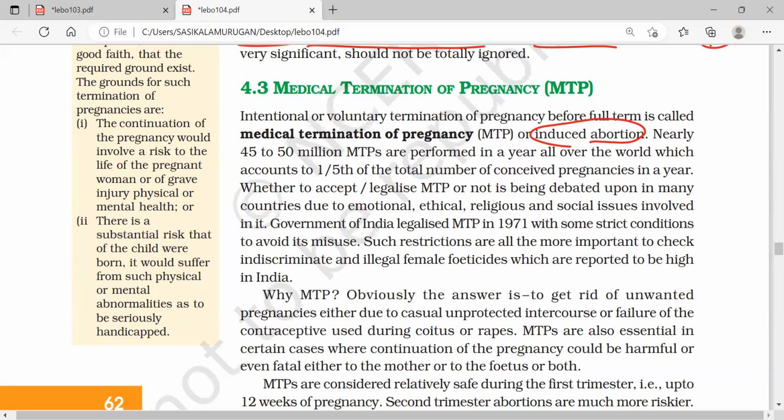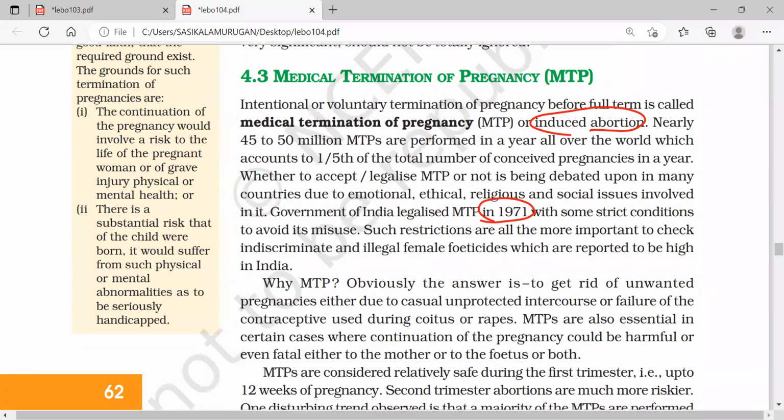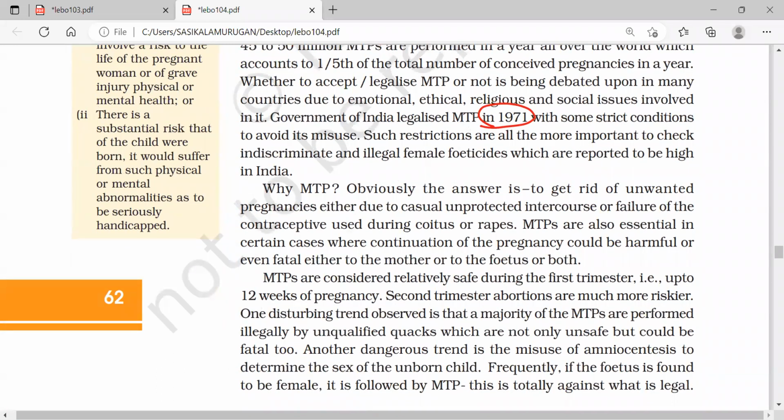If it is done in the very early days, it is okay. But if it is done in a later period, after the second trimester, it is very dangerous to the woman. So what the government has done is legalize the medical termination of pregnancy in the year 1971. So we can expect a question on which year the government legalized this process. It was legalized with some strict conditions to avoid its misuse, so that many people don't misuse it.